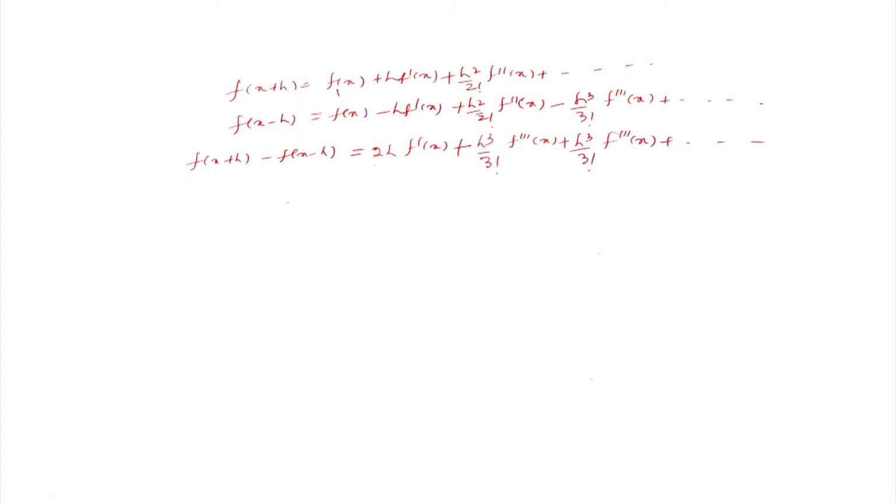So, if we divide by 2h, we can write f of x plus h minus f of x minus h by 2h. It can be represented as f dash x plus h cube by 2h into 3 factorial f triple dash of x. Since this term is repeated twice here, we consider it as twice, plus all other terms here.